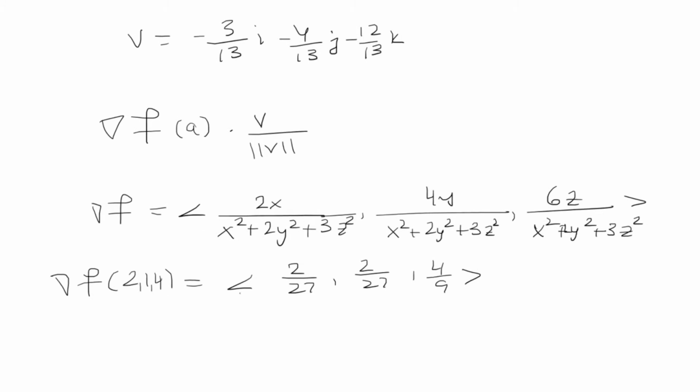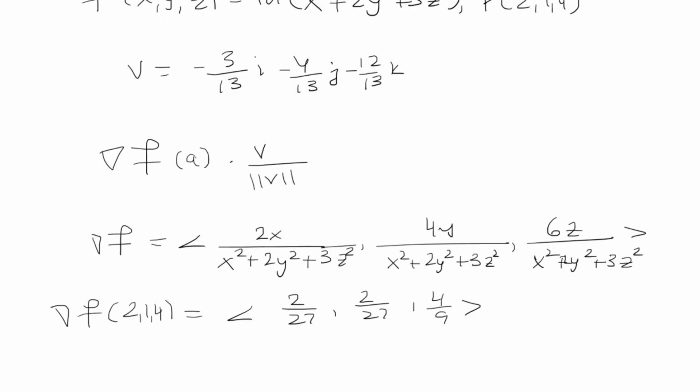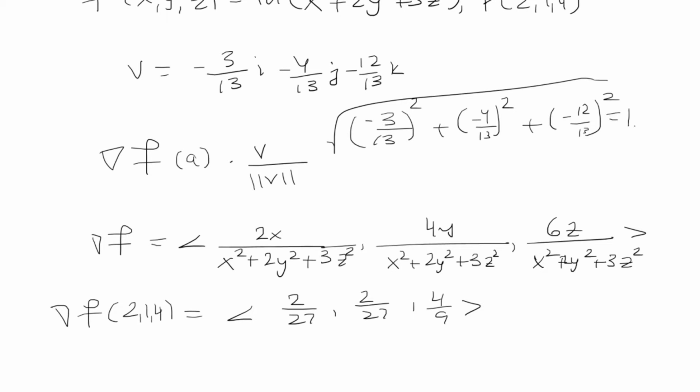Now we want to find the unit vector of v. So recall that v is negative 3 over 13 i minus 4 over 13 j minus 12 over 13 k. Here, if I square each of the components and I take the square root, I do indeed get 1. So this is already a unit vector. So I'm not going to do anything to it.